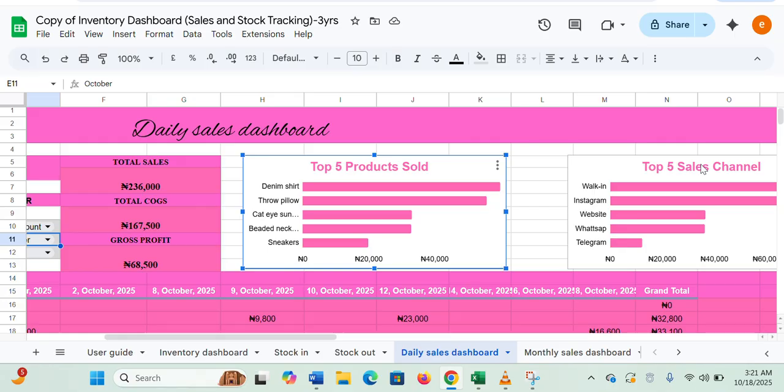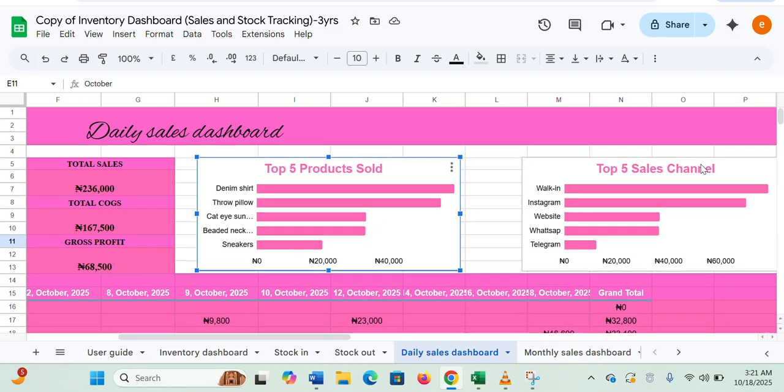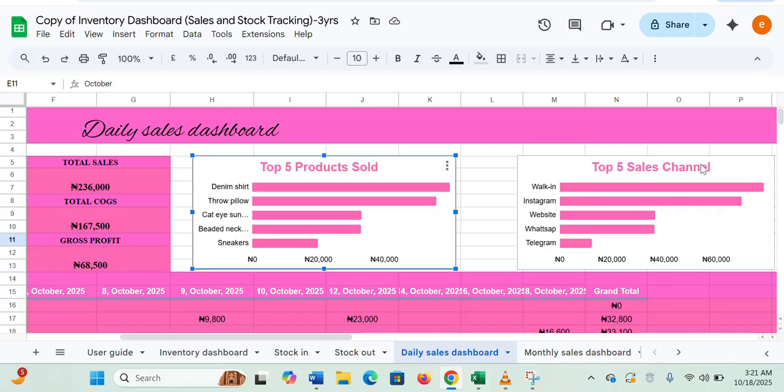Then you want to know, as a business owner, where am I making more sales? So here in the month of October, it showed that you had much more working clients, followed by you sold more on Instagram, followed by on the website, WhatsApp, and on Telegram. This just helps you to make very smart decisions as a business owner.